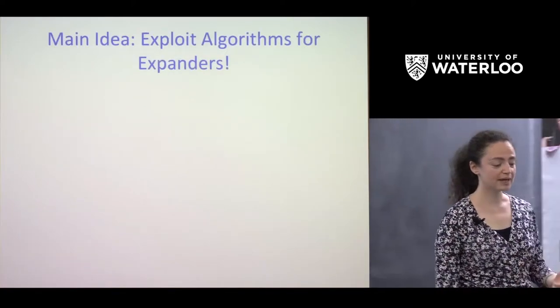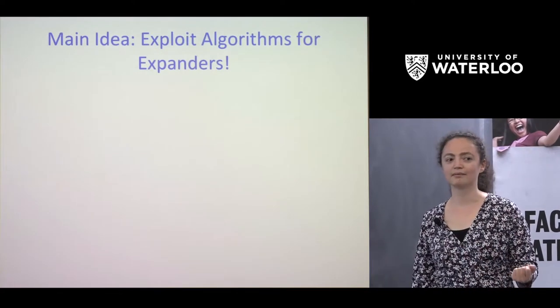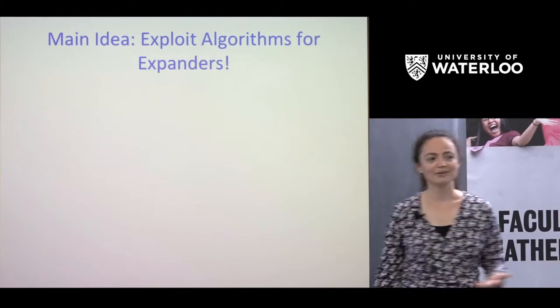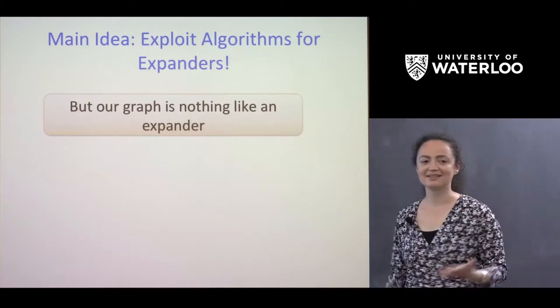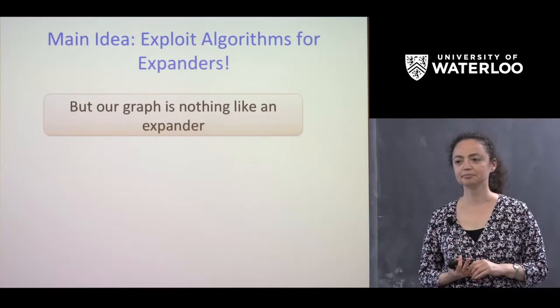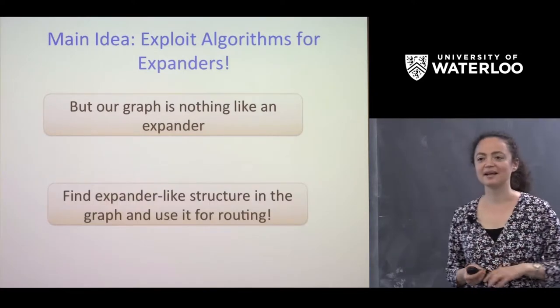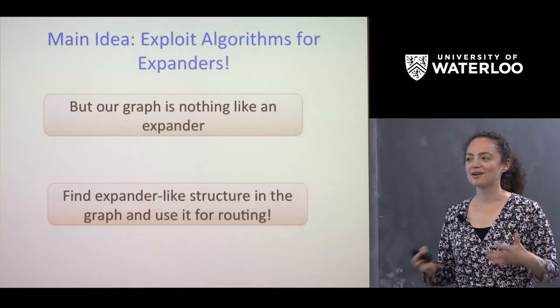So we would like to exploit it. We would like to use the fact that you can route really well on expanders. But you can tell me that the graph you're giving me is not really an expander, so what am I going to do? It can be pretty far from being an expander. So the next thing, I want to find expander-like structure in my graph and exploit it.